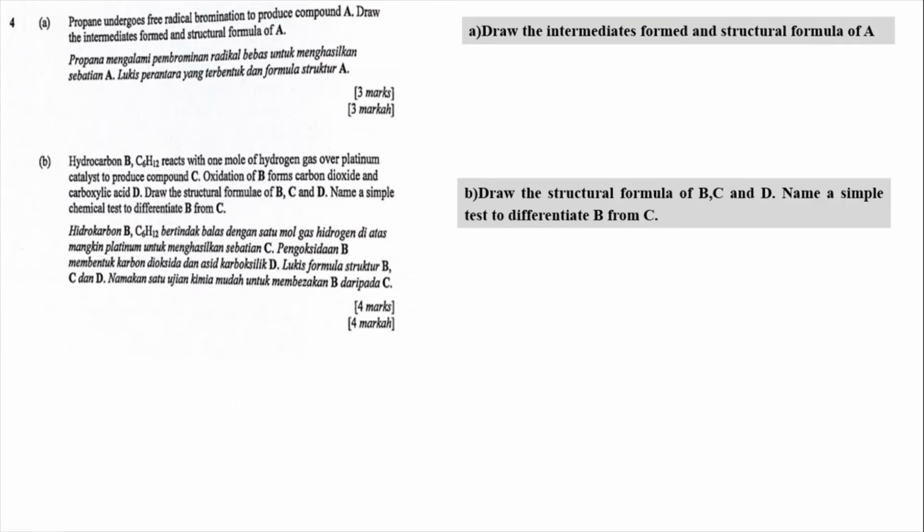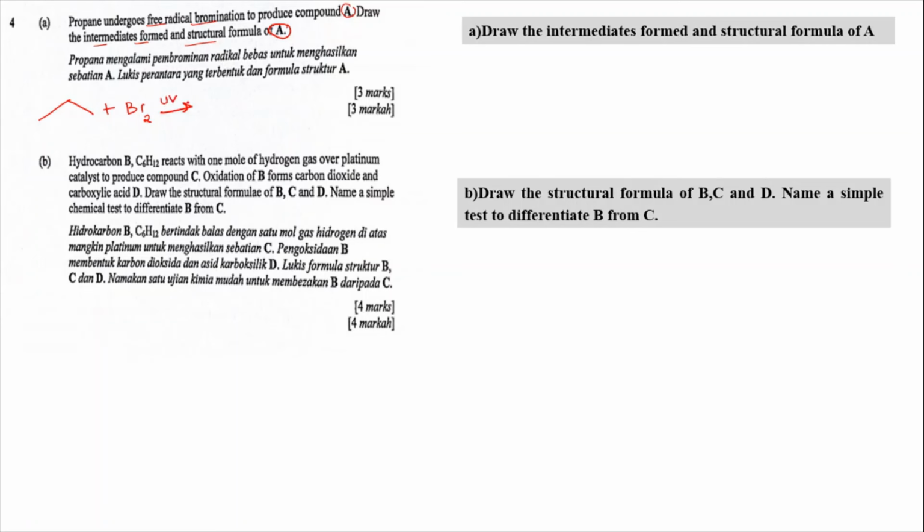For question 4, the propane will undergo free radical bromination to produce compound A. So we have to draw the intermediate form and the structural formula of A. So propane has 3 carbons, so it's going to be 1, 2, and 3, and then it's going to undergo bromination, which is with a bromine molecule. When talking about free radical, you know that it's going to happen in the presence of UV.